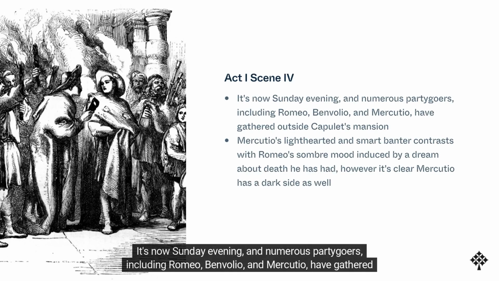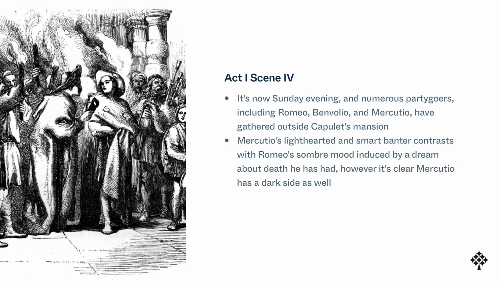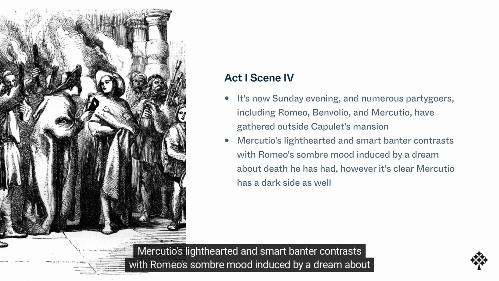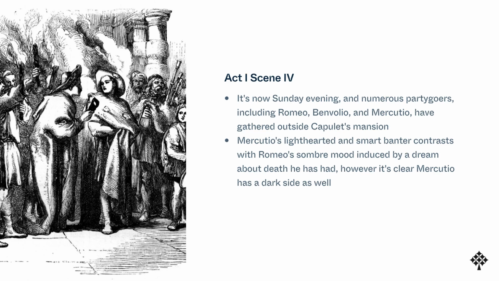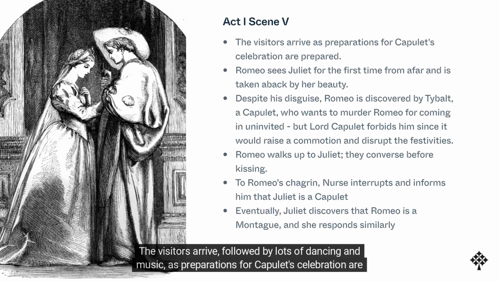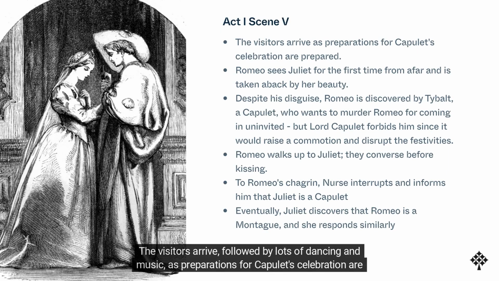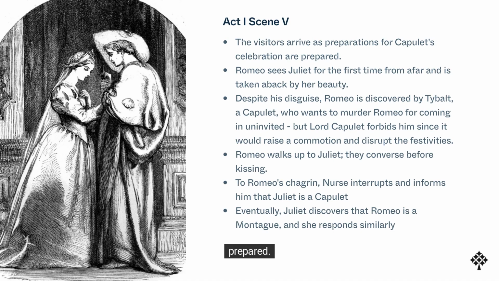It's now Sunday evening, and numerous partygoers, including Romeo, Benvolio, and Mercutio, have gathered outside Capulet's mansion. Mercutio's light-hearted and smart banter contrasts with Romeo's somber mood induced by a dream about death he has had. However, it's clear Mercutio has a dark side as well. The visitors arrive, followed by lots of dancing and music, as preparations for Capulet's celebration are prepared.